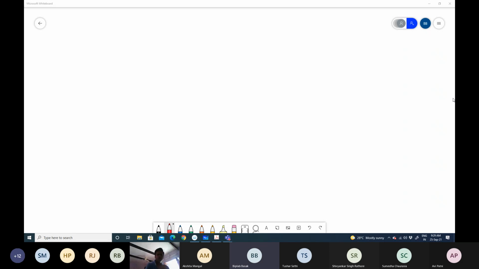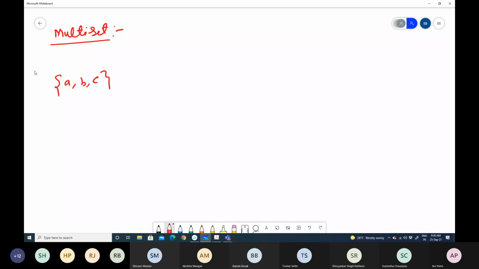Okay, so this is the second lecture on combinatorics. First of all, let's start with multi-set. A multi-set is just a generalization of a set. For example, what is a set? If I write A, B, C, let this be a set. That means A, B, C are different. So this is the meaning of a set.